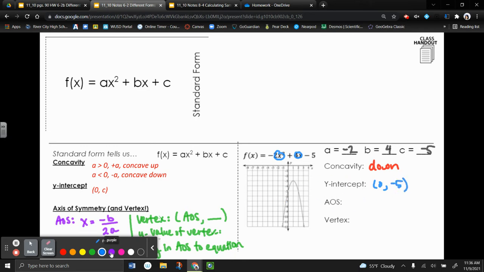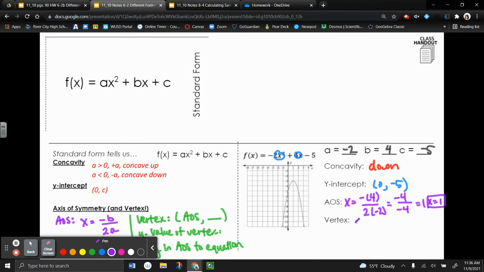Then to calculate our axis of symmetry, we're going to use our formula x equals negative b over 2a. So it's going to be negative, b is 4. Anytime we plug something in, I'm going to put it in parentheses so I can keep my negative straight. So negative b over 2 times a. The numerator just becomes negative 4, and the denominator becomes negative 4. And negative 4 divided by negative 4 is 1. So my axis of symmetry is x equals 1.